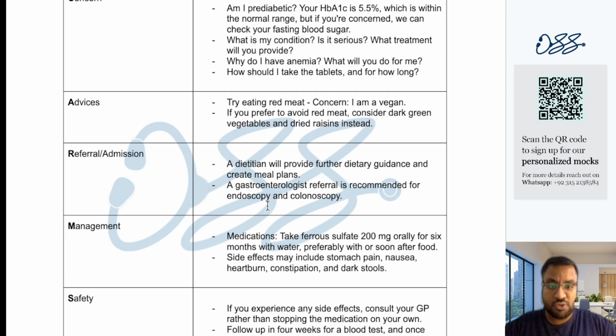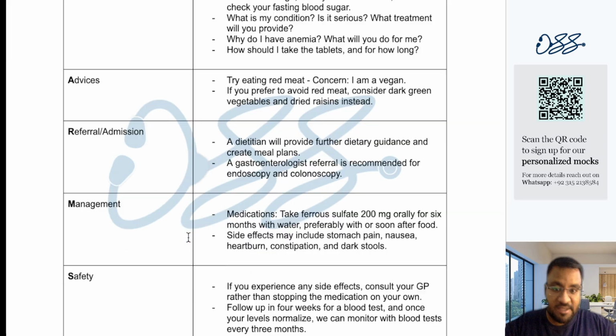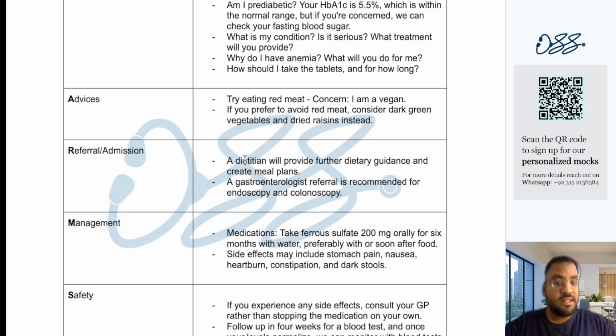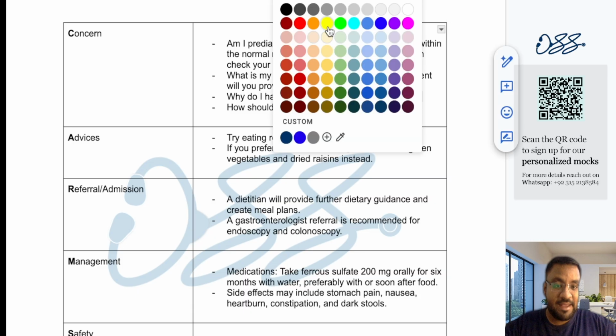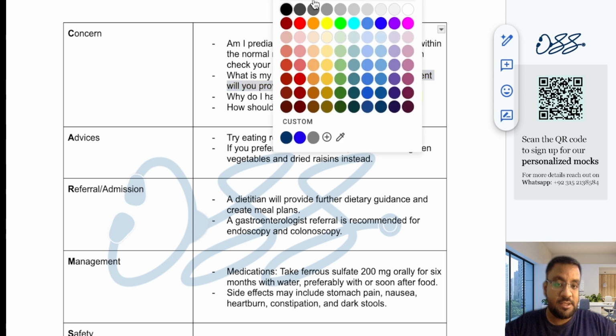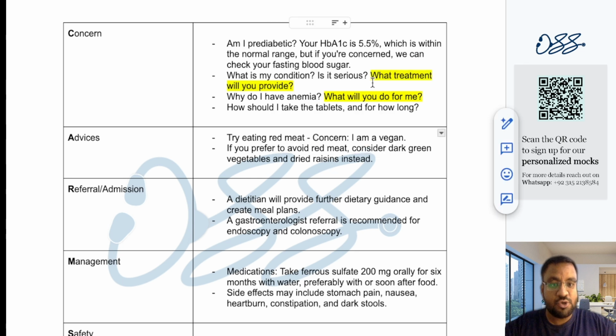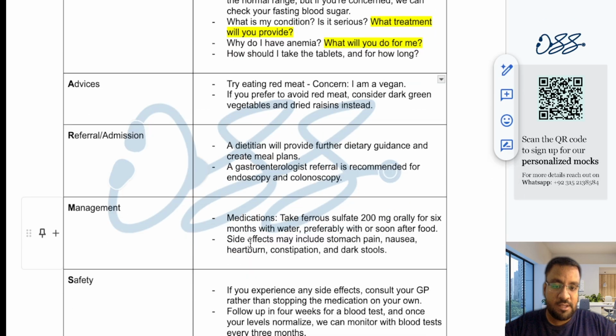So do not just worry about the fact that I need to give a lot of advices, make a referral, manage the patient, or give a medication. They may ask about any one of these aspects in the concern. For example, they may drop a concern like, doctor, what will you do for me? It means that they are asking for a medication, or what treatment will you provide to me? Even though it's a concern, it's part of the medical management, so you'll automatically break the chain and move on to the management part.